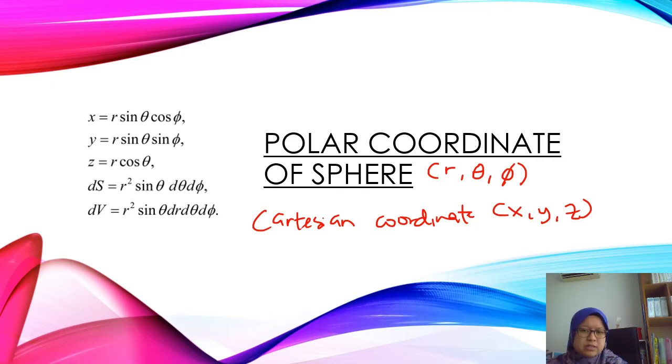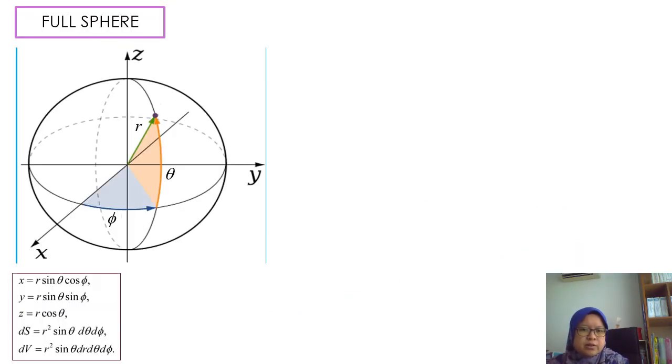Of course, polar coordinate of sphere is specifically for the sphere, right? So here we have a full sphere. A full sphere like this, a ball, okay? So you can see only one surface involved.